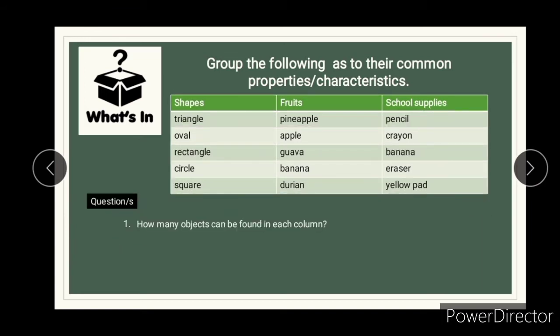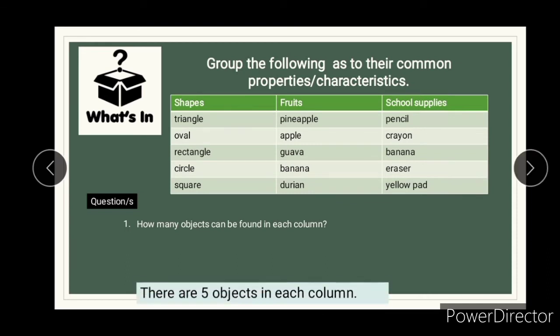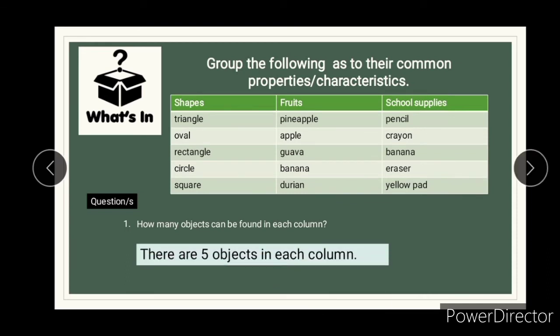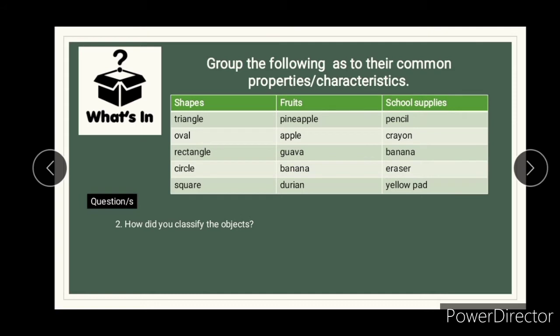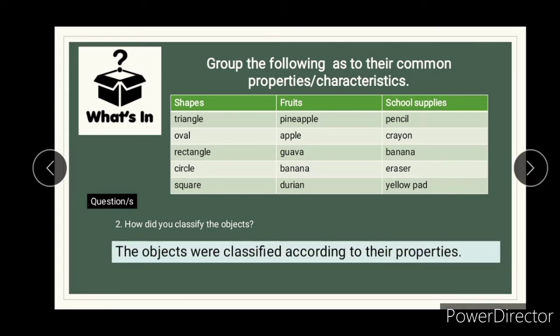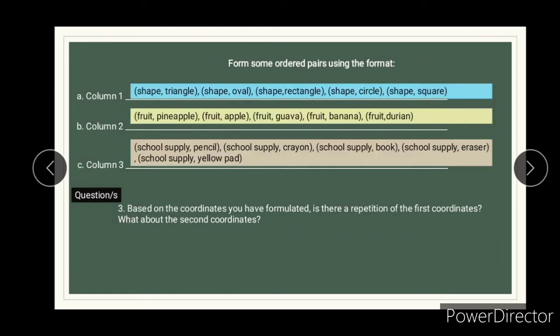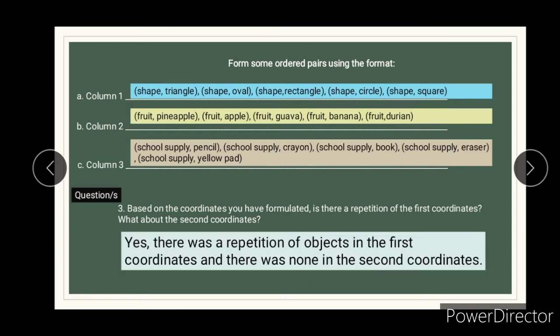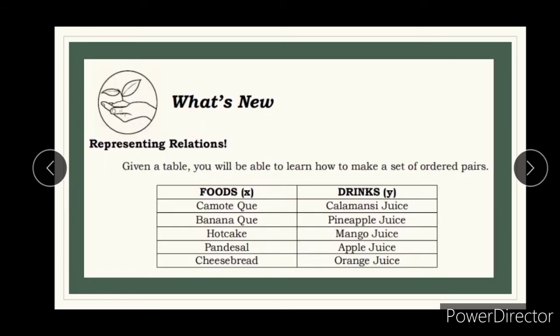How many objects can be found in each column? In each column, there are 5 objects. How did you classify the objects? The objects were classified according to their properties. Based on the coordinates you have formulated, is there a repetition of first coordinates? What about the second coordinates? Yes, there was a repetition of objects in the first coordinates and there was none in the second coordinates.